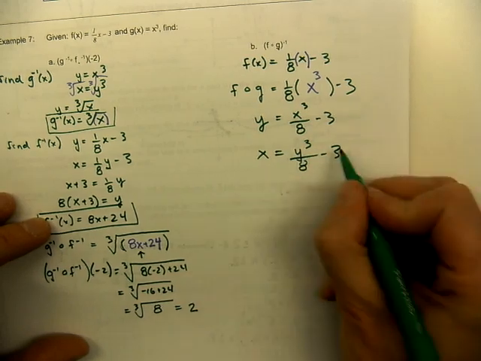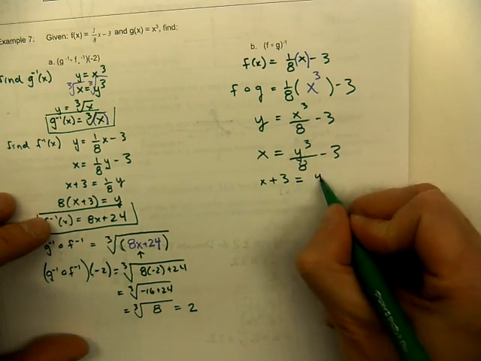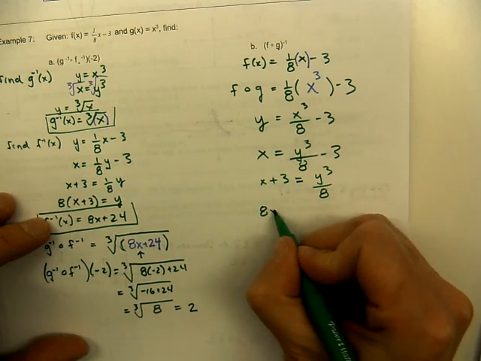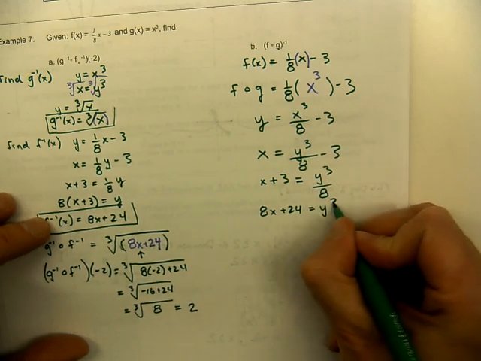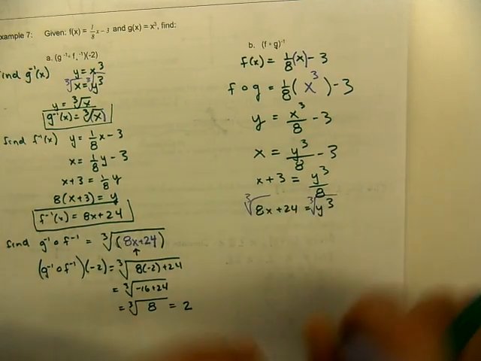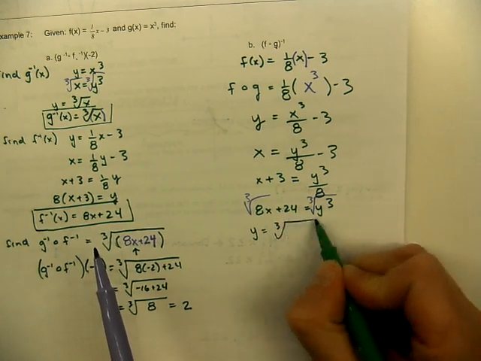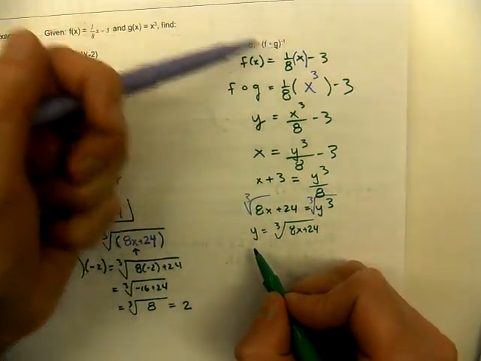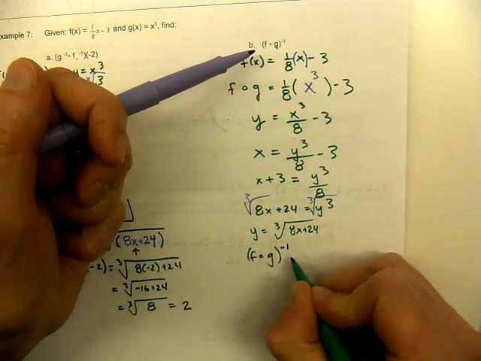And now let's solve for y. So add 3 to both sides. And then multiply both sides by 8. And take the cubed root. And replace that with the function notation, which is this thing. That's the problem we were trying to find at the very beginning. So this is the composition inverse.